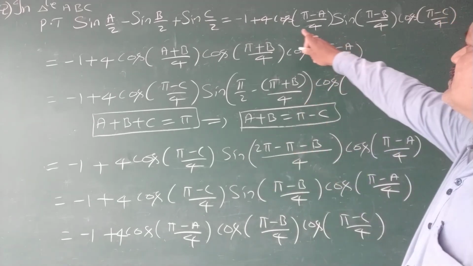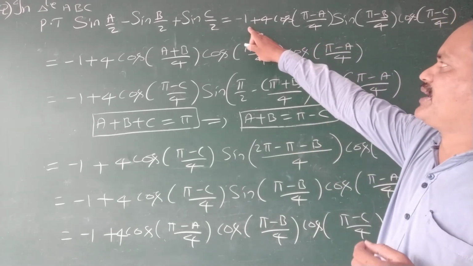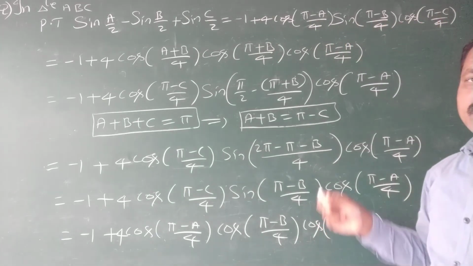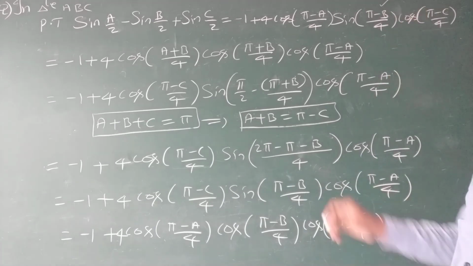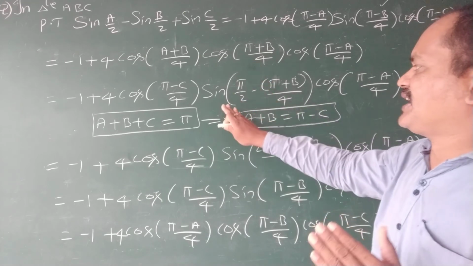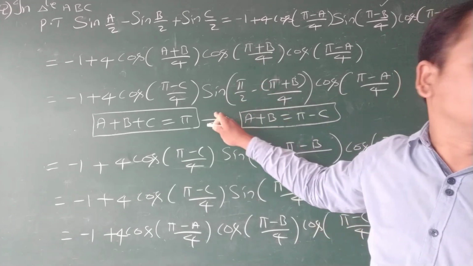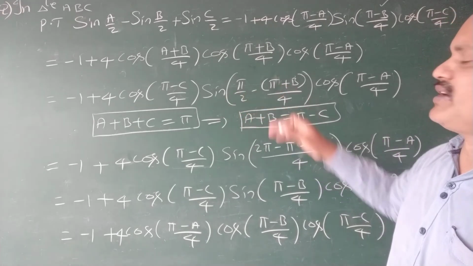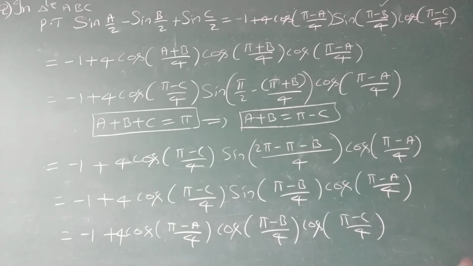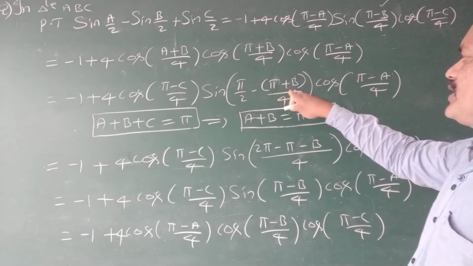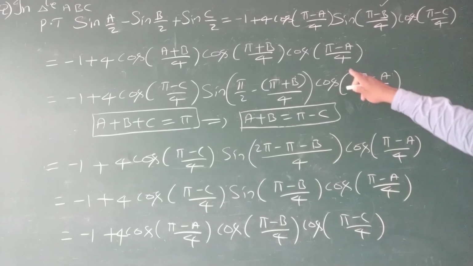But in the answer, that means in RHS, minus 1 plus 4 cos (pi minus A)/4 sin (pi minus B)/4 cos (pi minus C)/4. Now here we require sin, so we write cos in terms of sin, that is sin (90 minus theta). That's why sin (90 minus theta) is nothing but (A plus B)/4, that is pi by 2 minus (A plus B)/4. So cos in terms of sine is sin of pi by 2 minus (A plus B)/4. So it is cos (pi minus A)/4.